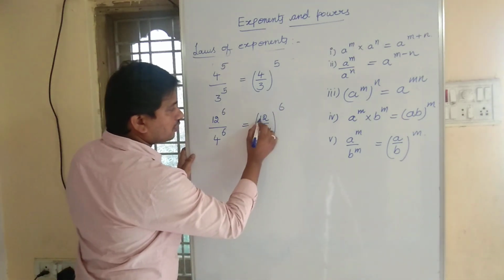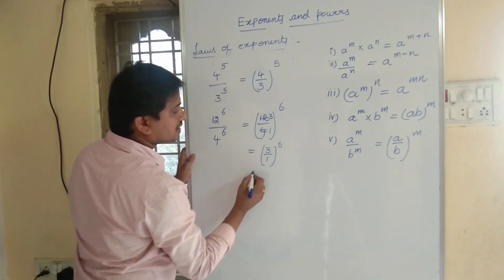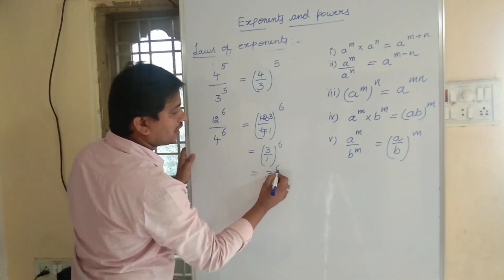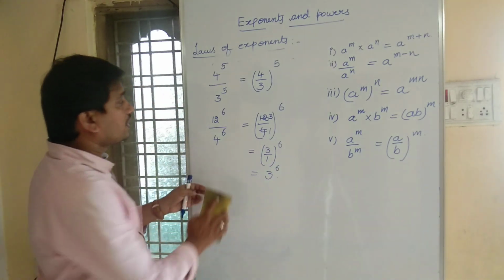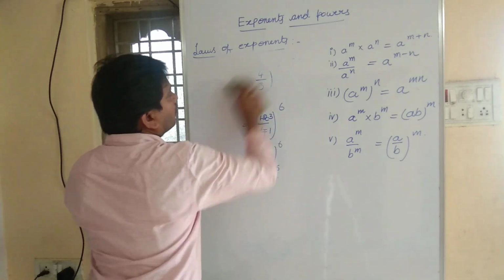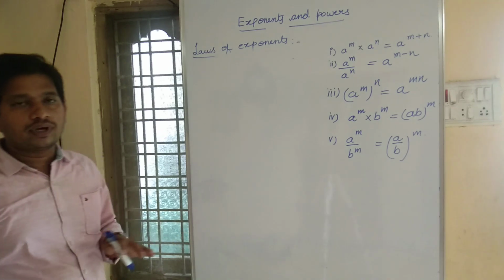12 by 4, 4 ones are 4, 4 threes are 12, that is 3 by 1 whole to the power 6. 3 by 1 in the sense 3 only, that is 3 raised to the power 6. So that is our fifth law of exponent: a power m by b power m is equal to a by b whole to the power m.